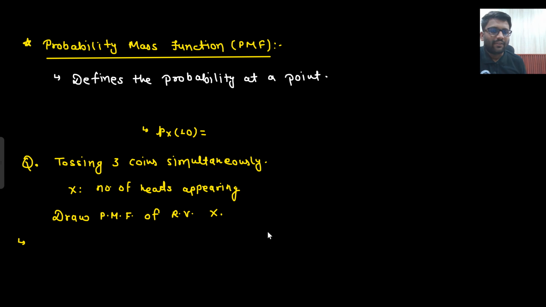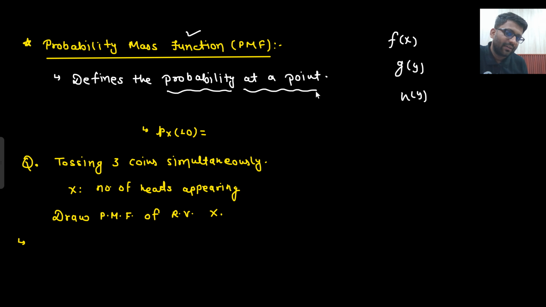Okay, welcome back. So now we need to study probability mass function, PMF. It is a function only, a kind of function. If I say define a function of x, how will you define it? Fx. If I say define a function of y, how will you define it? Gy or hy. In any manner you can define the function, right? So it is also a function which defines probability at a point. So you already know everything about PMF.